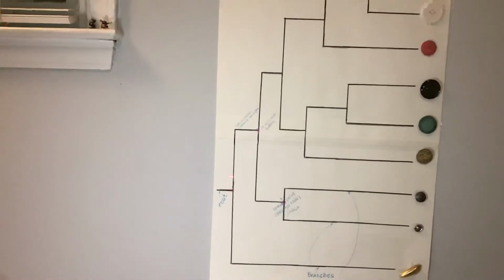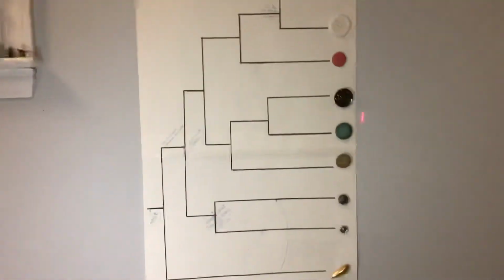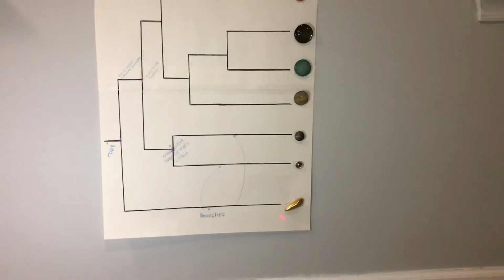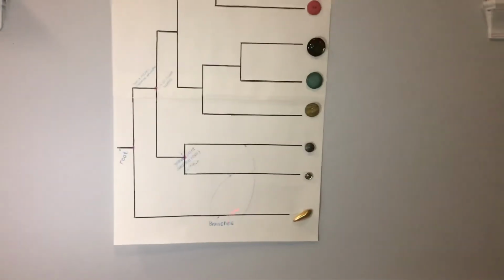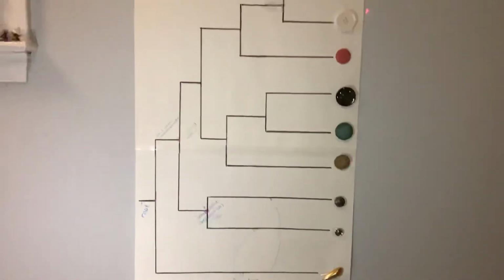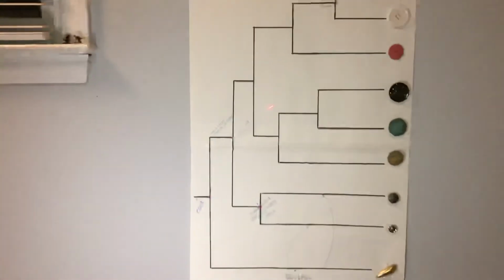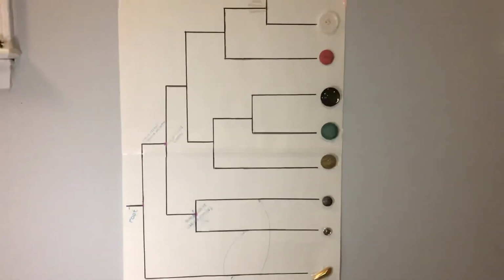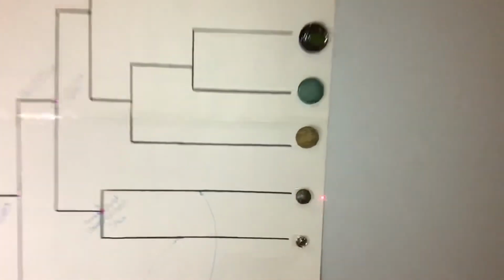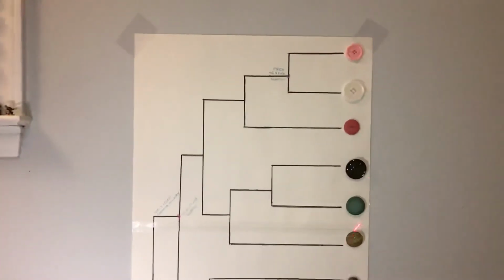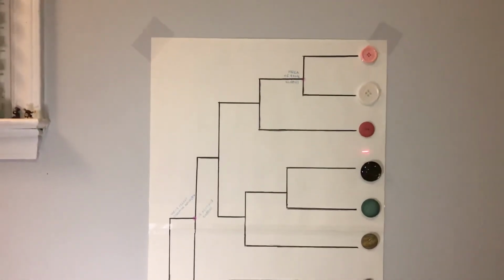Here we have the most recent common ancestor to all buttons. From the beginning, we said that this one doesn't share any of the traits with the rest of them, so it's singled out as the outgroup. Let's look at all of this. The first split is right here because all of these are made from plastic and these two are made from metal. Then all of this group up here is also split into two.